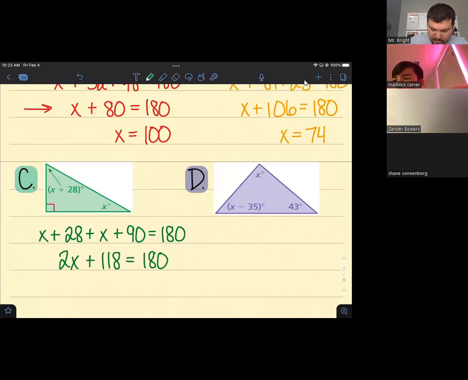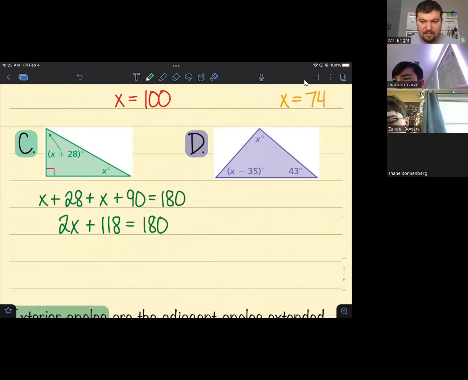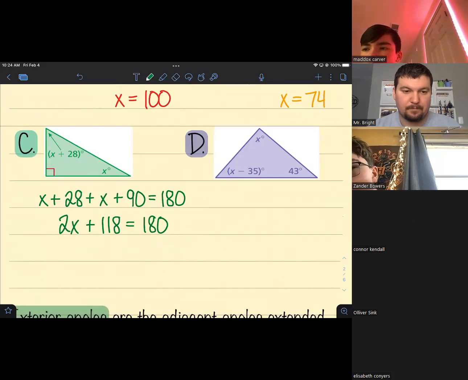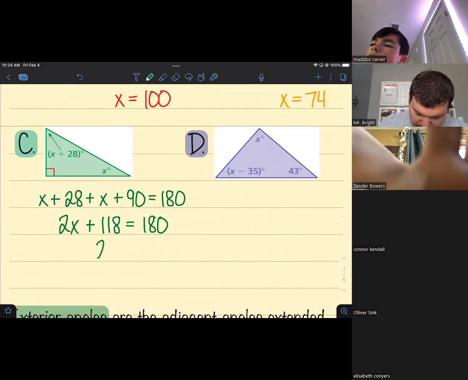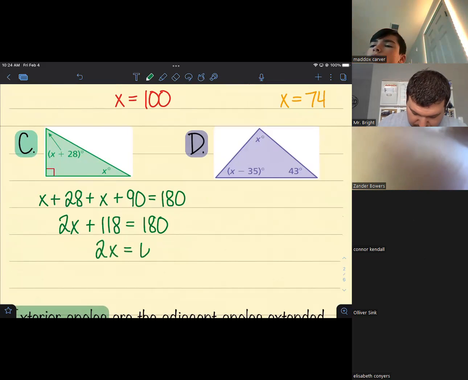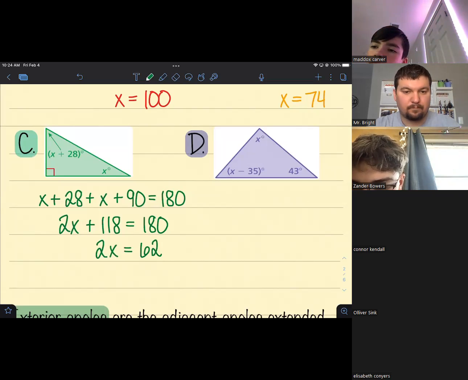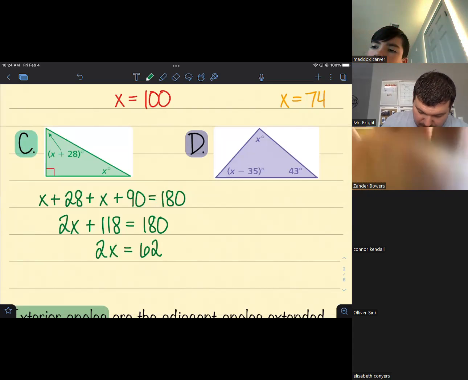And instead of having a one-step equation, I just have a two-step equation. I'm going to go ahead and do both steps though. The first thing I would do is get rid of the 118. So can someone tell me what 180 minus 118 is? 62. Okay, so 2x equals 62. And then now we're going to divide by 2. And someone do that for me. 31. X is equal to 31.